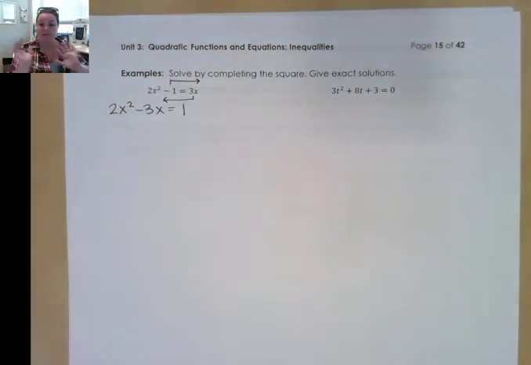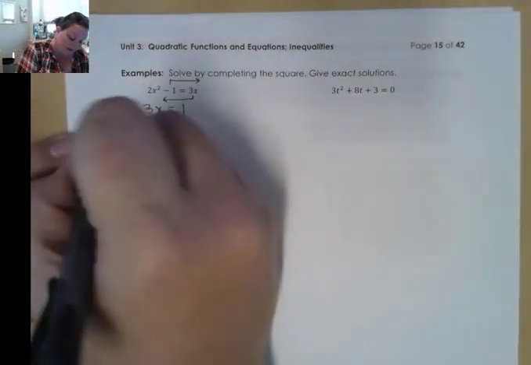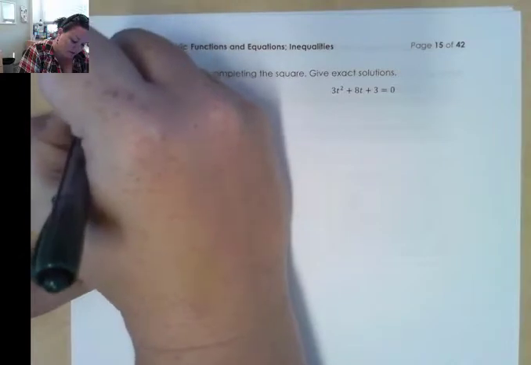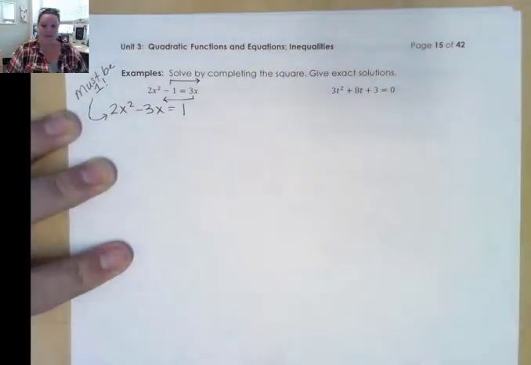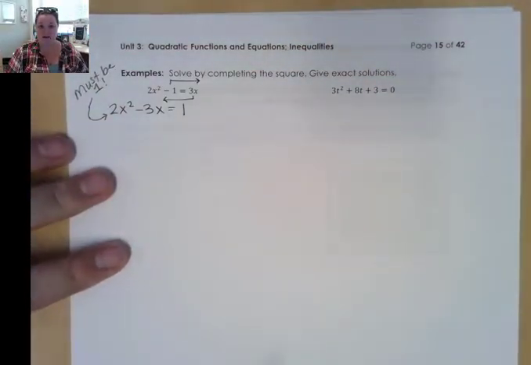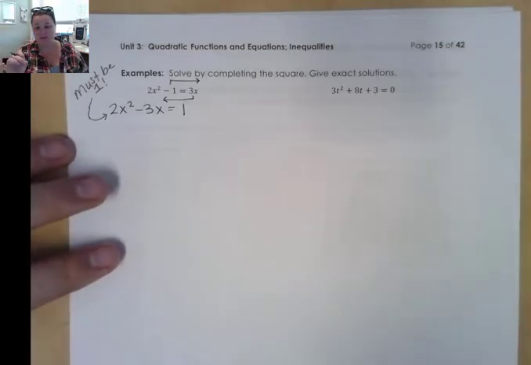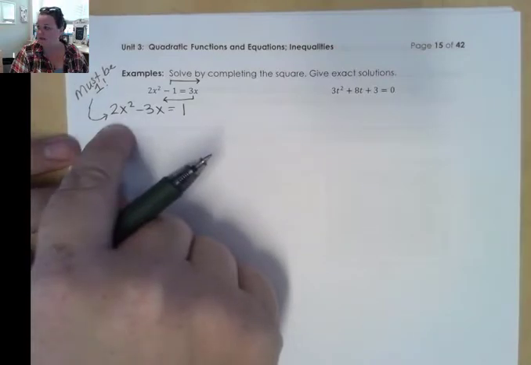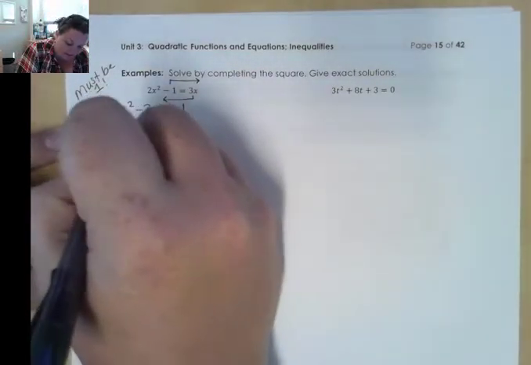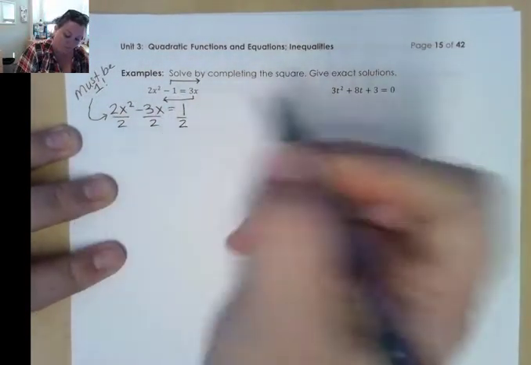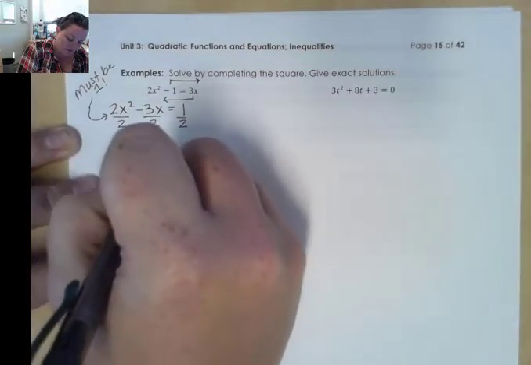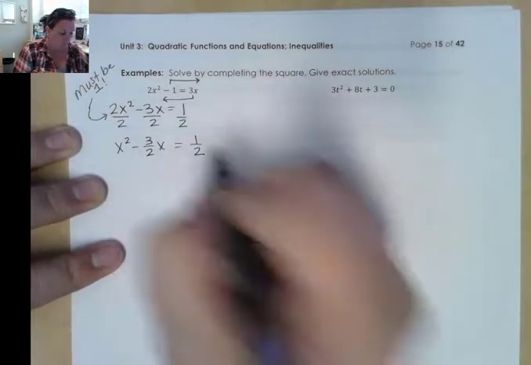Okay, so I have all my x terms on one side, my constant term on the other, but my leading coefficient must be 1. Must be 1. Okay, I cannot do completing the square. It will never turn out to be a perfect square trinomial unless the leading coefficient is a 1. So my next step is to get rid of that 2. So I'm going to divide every single term by 2. So I get x squared minus 3/2 x is equal to 1/2.